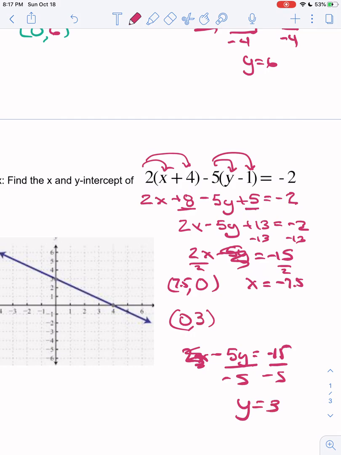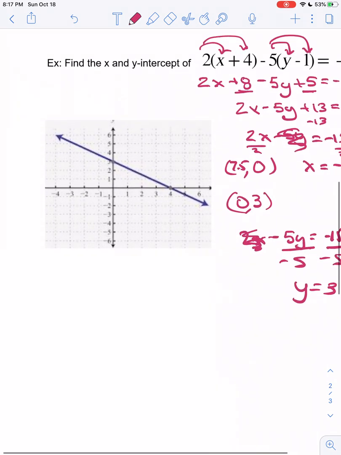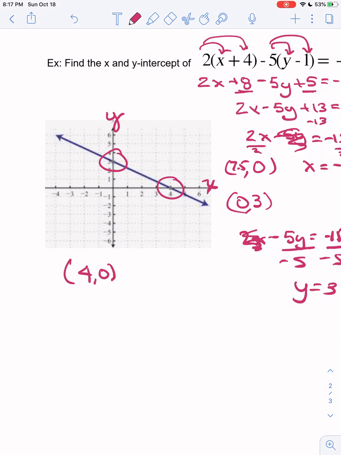All right, what does that look like on a graph? Here we go. Now we want to find the x and y intercepts given a graph. So all you do is look at it. You know that the x-axis is the horizontal axis. You know the y-axis is the vertical axis. So you simply look at it. You can say your x-axis is 4. So you go over 4, up 0, and that's our x-intercept. To get our y-intercept, we're going to go up 3 and over 0.